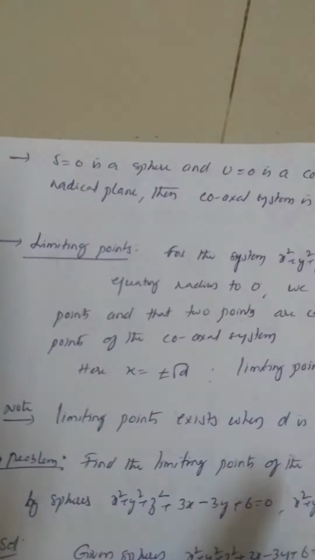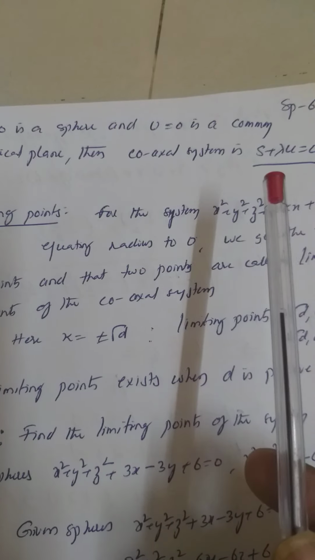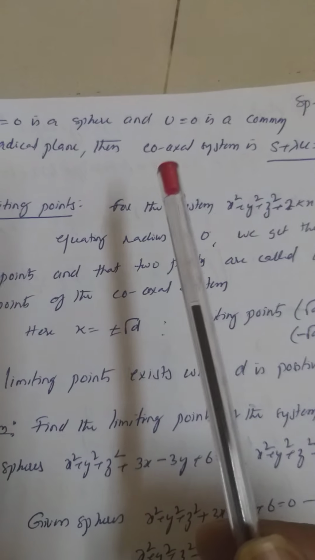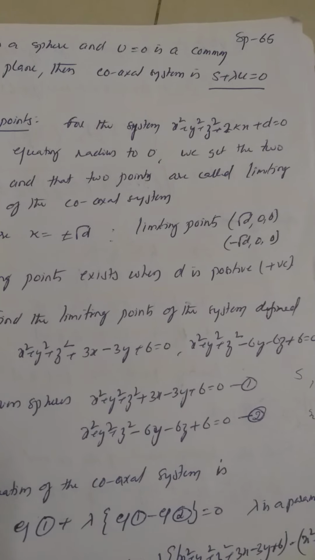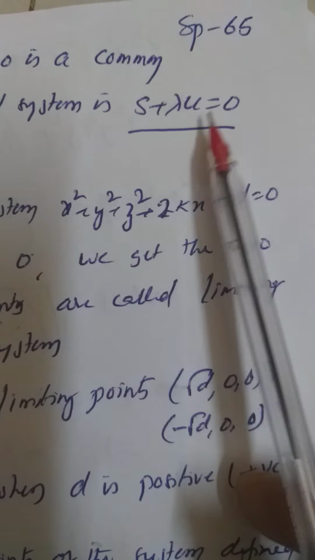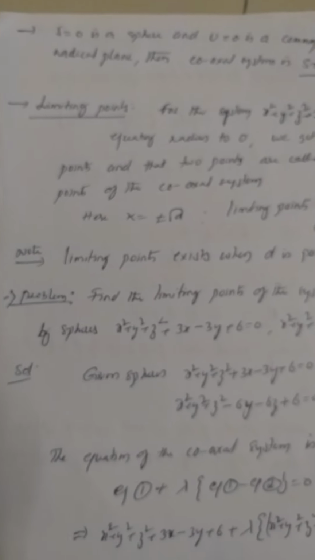Now here, important one: S is equal to 0 is a sphere and U is equal to 0 is a common radical plane. Then the coaxial system is S plus lambda U is equal to 0. If the equation is in this form, then that is said to be a coaxial system of spheres. Now limiting points. What are limiting points?